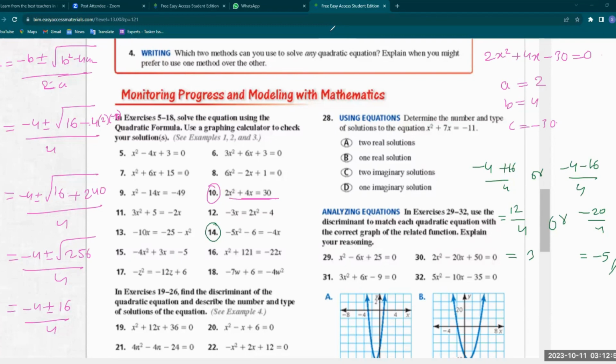Okay. 14. I got x equals 2 plus or minus i times square root of 26 over 5. Can you please repeat? 2 plus or minus i square root of 26 over 5. 26 over 5.